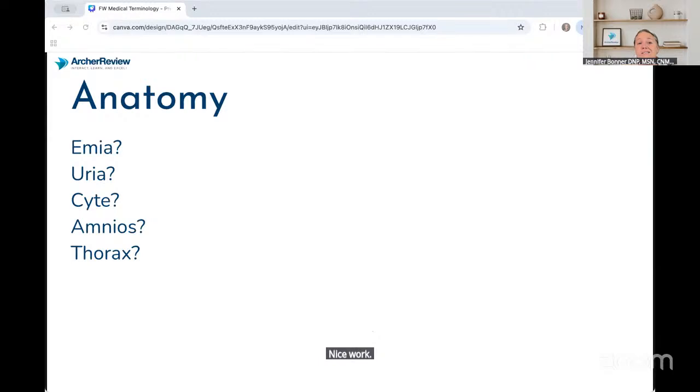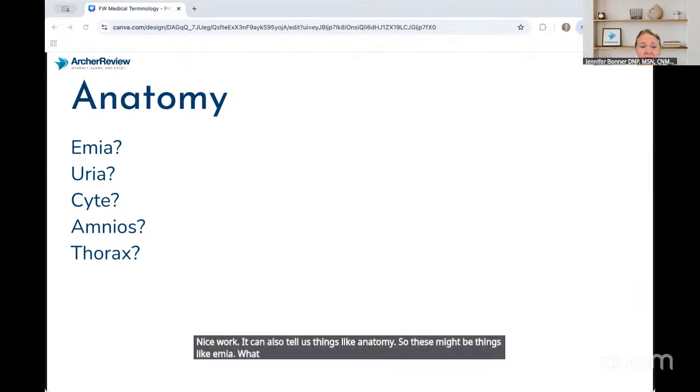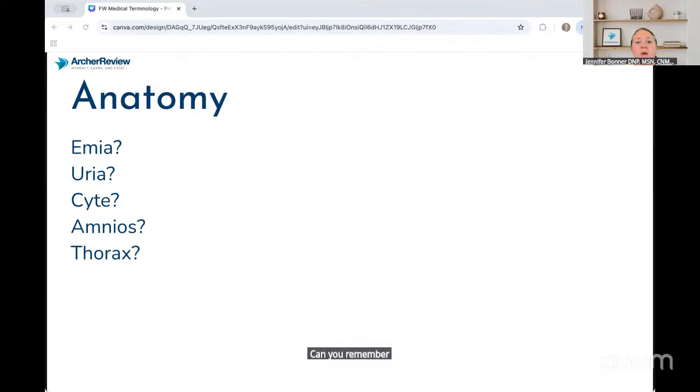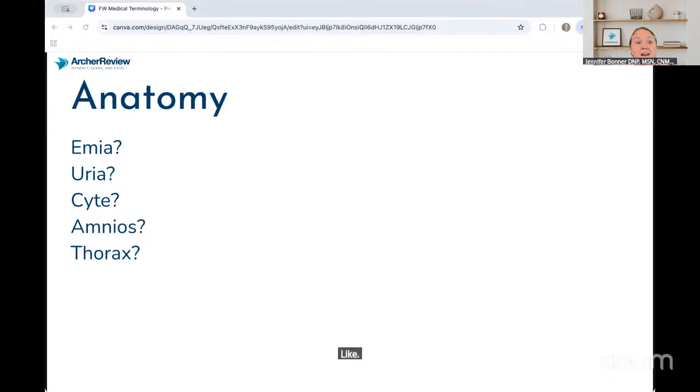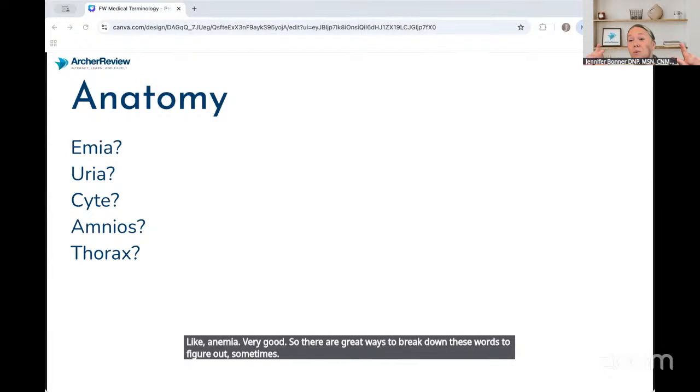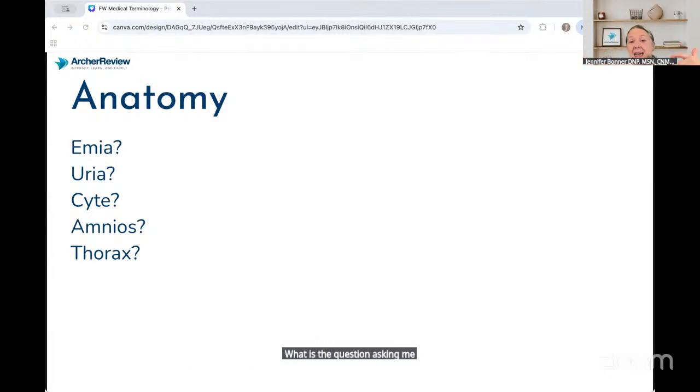It can also tell us things like anatomy. So these might be things like emia. What is emia? Can you remember? Now, a lot of times, if I can't remember, I might think back to words that I know to see if I can figure it out. Like anemia. Very good. So there are great ways to break down these words to figure out sometimes what is the question asking me? What is it saying? Can I break down that word to figure out what it means?